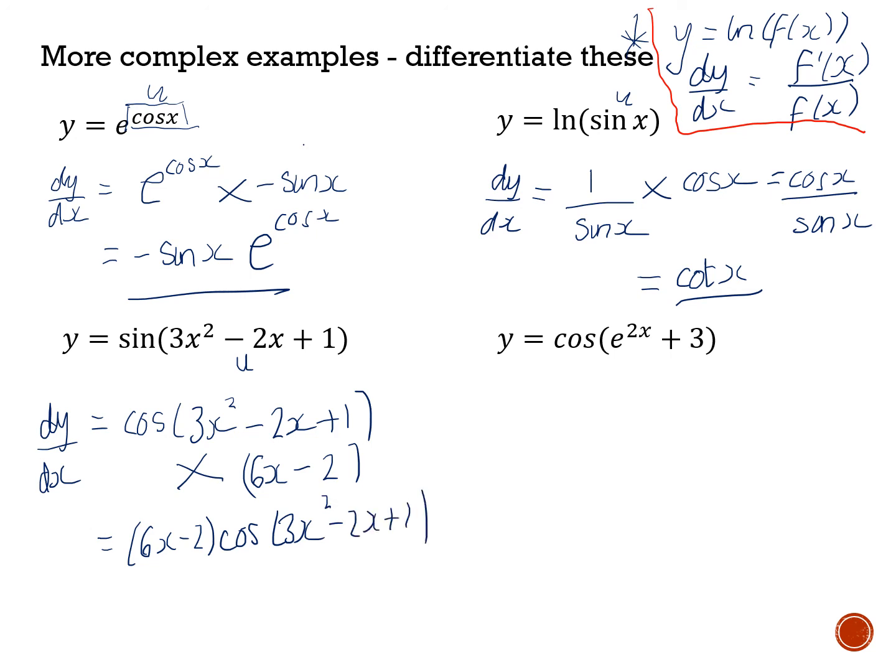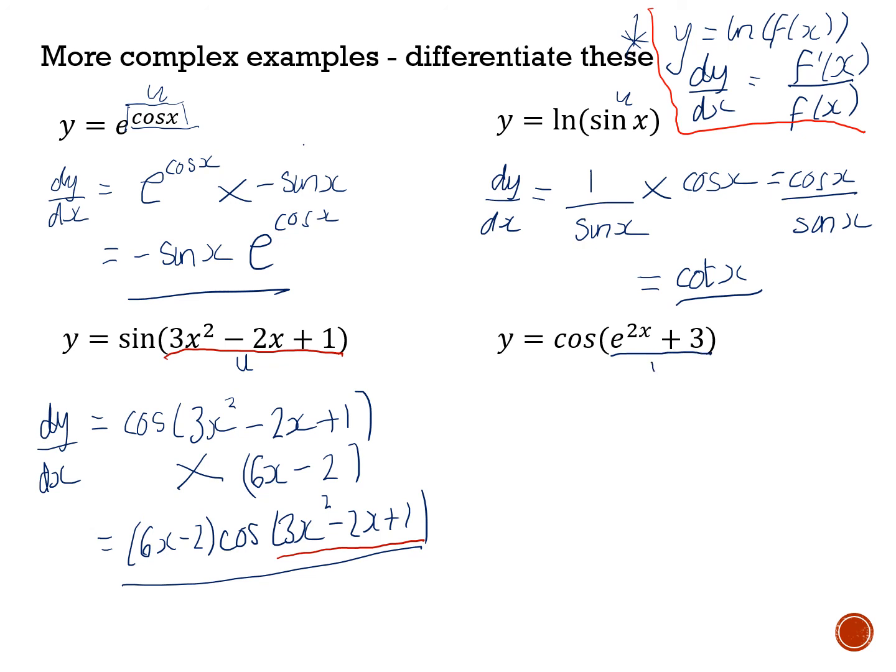Okay, so remember, when you differentiate trig functions, never change the argument. It always stays the same. Sine goes to cos of the same thing, by the chain rule, times by the differential of the thing in the bracket. Right, my final one then, here we go.